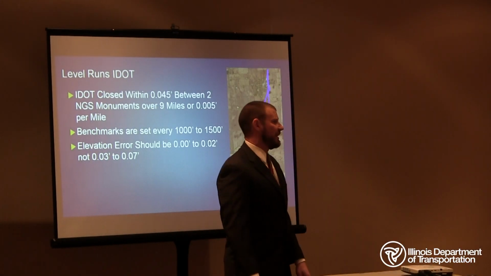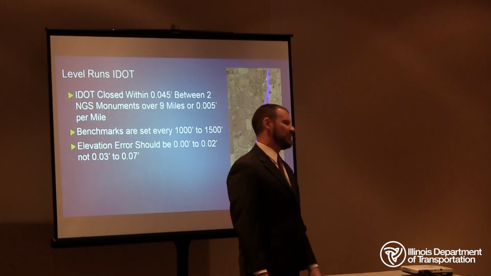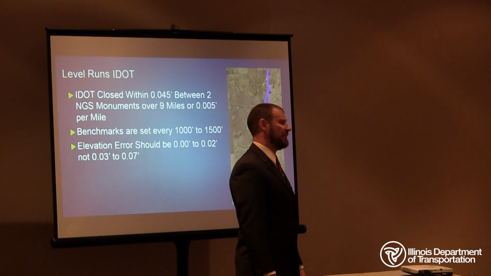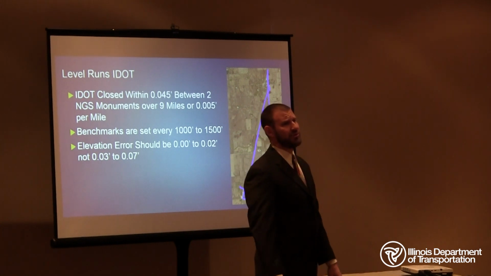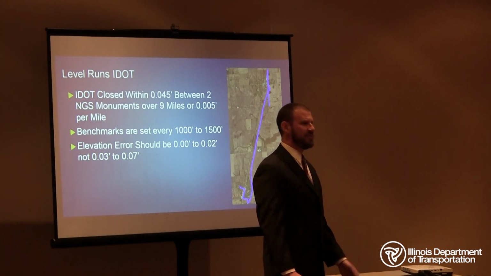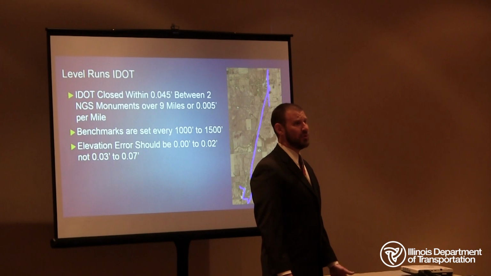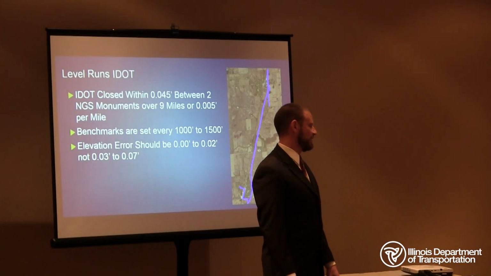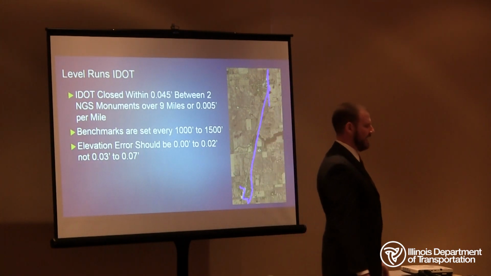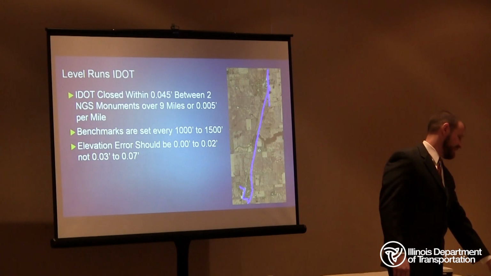In order to establish the site control, we ran between two NGS monuments. We ran 9 miles, and we had less than a hundredth of error of closure per mile, after we prorated that out. We set benchmarks every 1,000 to 1,500 feet, which we expected the consultants to close into for each segment of the project. With that being said, the elevation error should be 0 to 2 hundredths, not 3 to 7 hundredths, as that's the control that's controlling the point cloud.